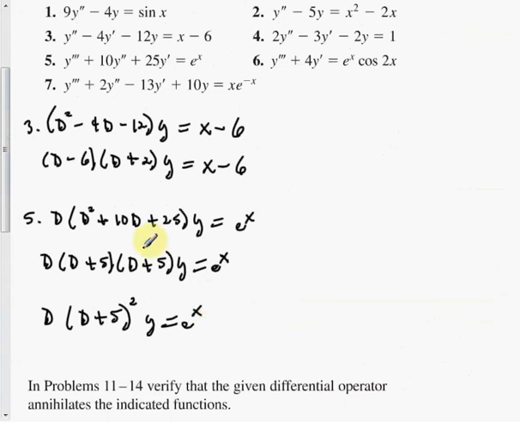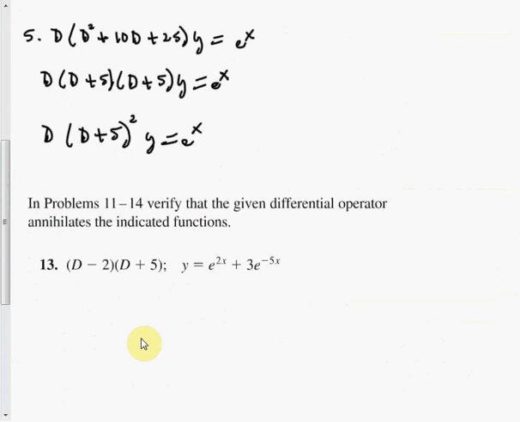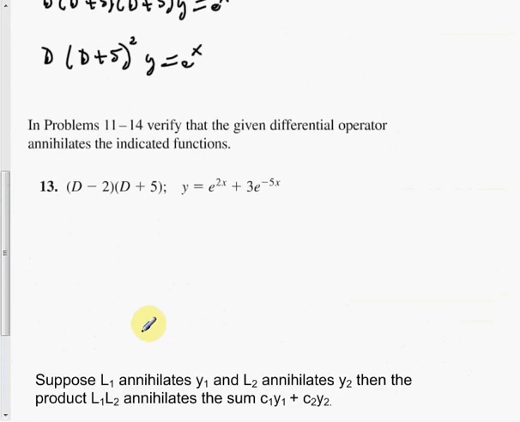So that's not bad. In problems 11 to 14, verify that the given differential operator will annihilate the indicated function. So take number 13. Here's what they're saying. If you look at this term here, this guy is annihilated by D - α, D - 2. And then this term here is annihilated by D - α, where α is negative 5, so that becomes D + 5.